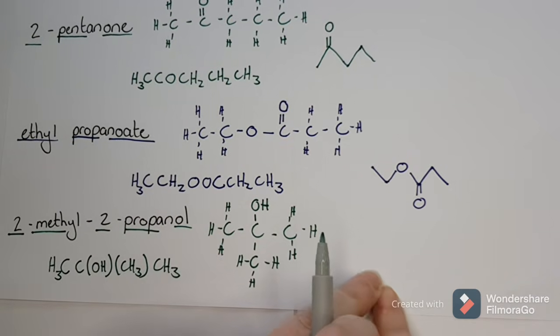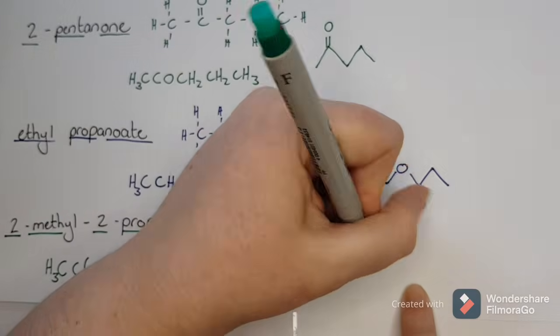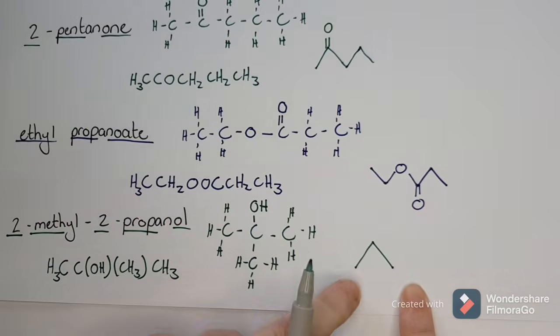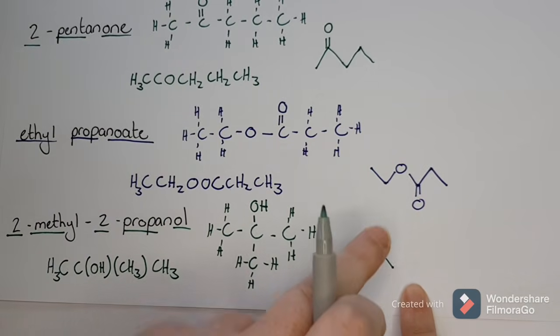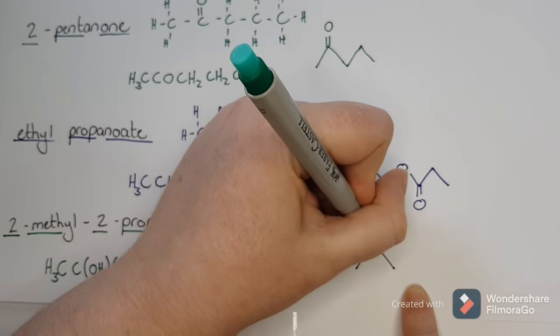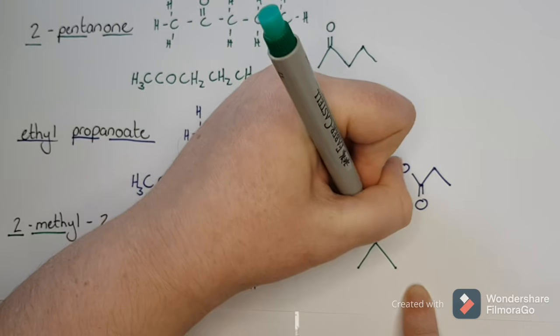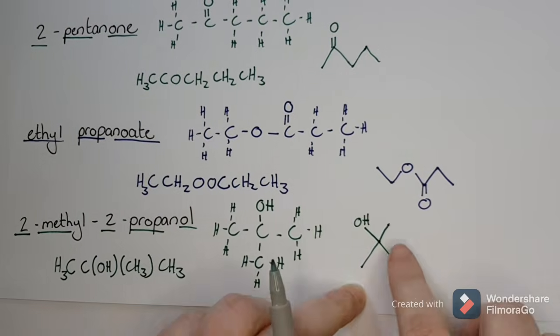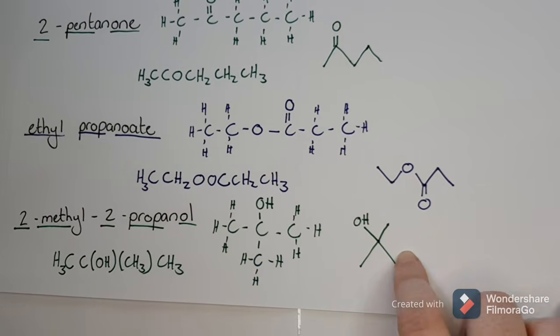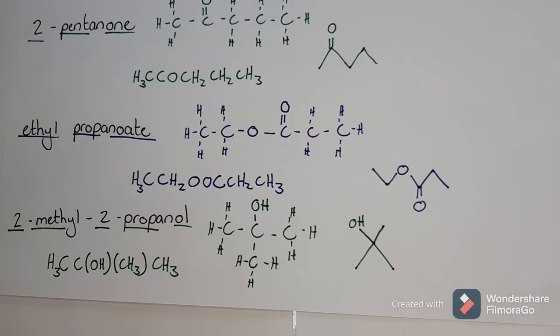And drawing that as a skeletal formula, I've got 3 carbons, so 1, 2, 3. And on that second carbon is the OH and a side chain. So we draw both of them going up, just like that. Okay.